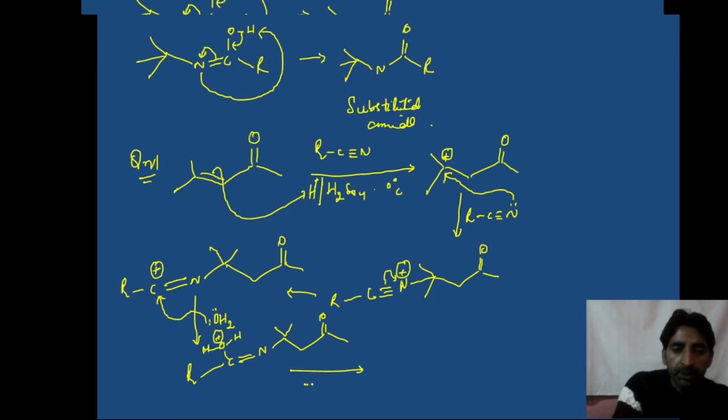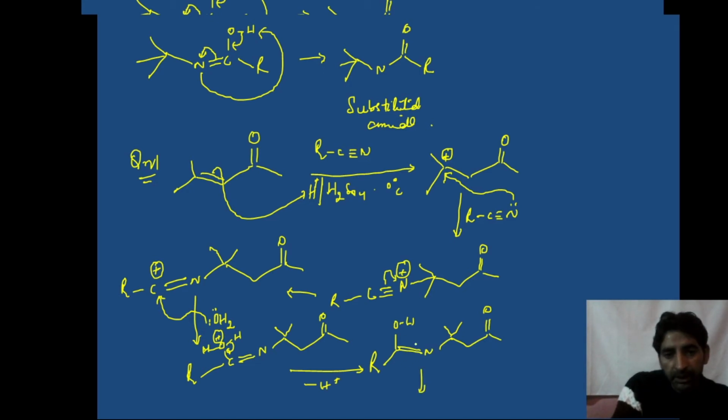Loss of H plus will take place. Now loss of H plus will take place, what will happen? This positive charge will be neutralized. So what are we going to get? We get this OH, double bond N, attached to a carbon which has two substituents over here, and over here we have double bond O.